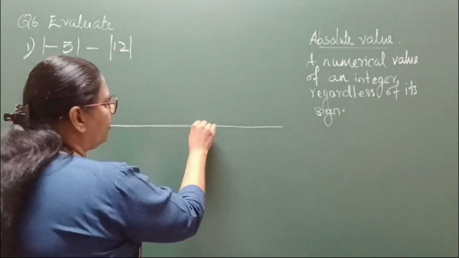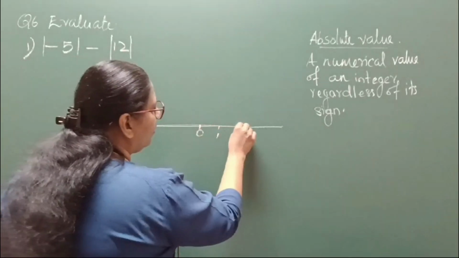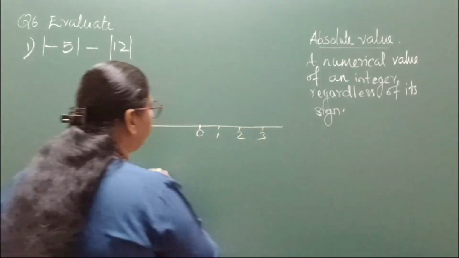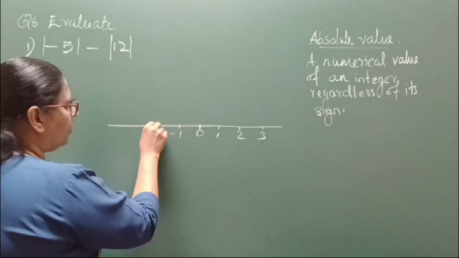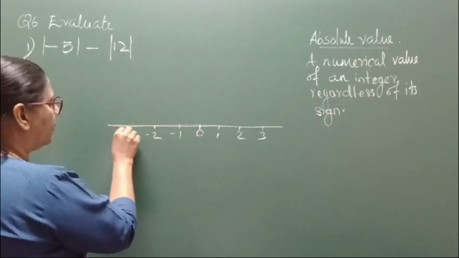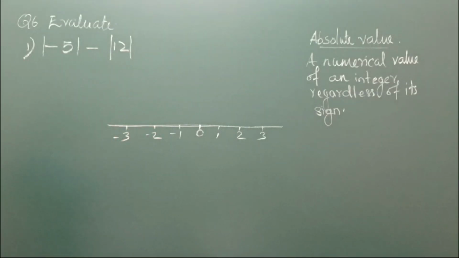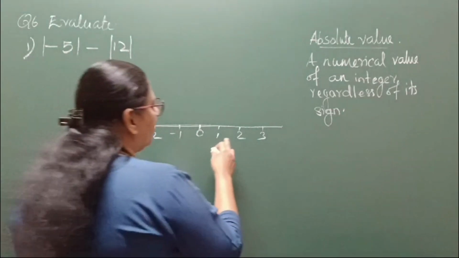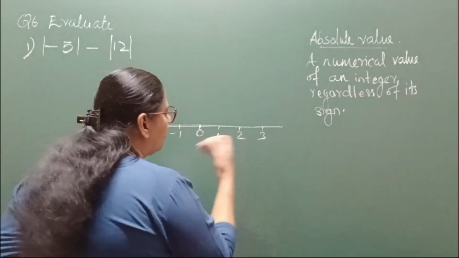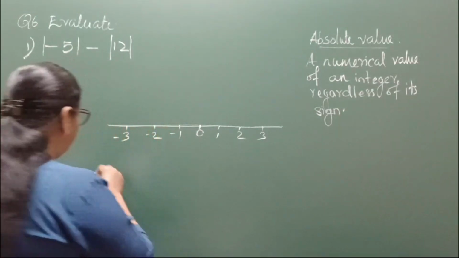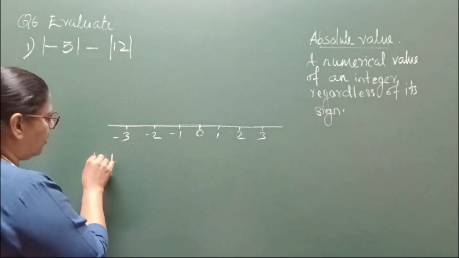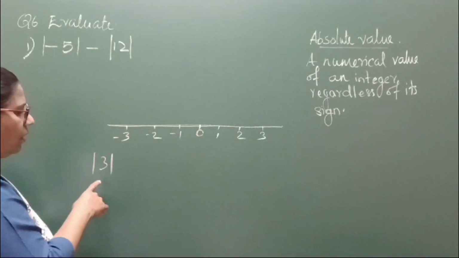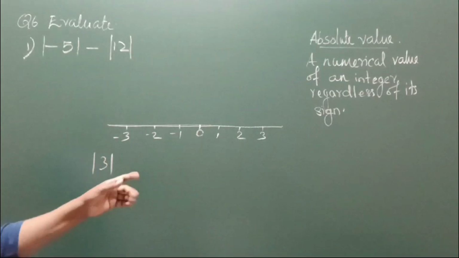Here on the number line 0, 1, 2, 3, and here minus 1, minus 2 and minus 3. Absolute value indicates the distance of the integer from 0 on the number line. Now here let's take an example, 3. How is it represented? It is represented by two vertical lines.